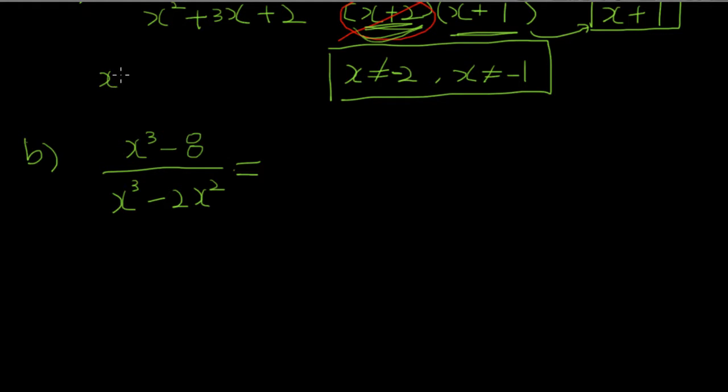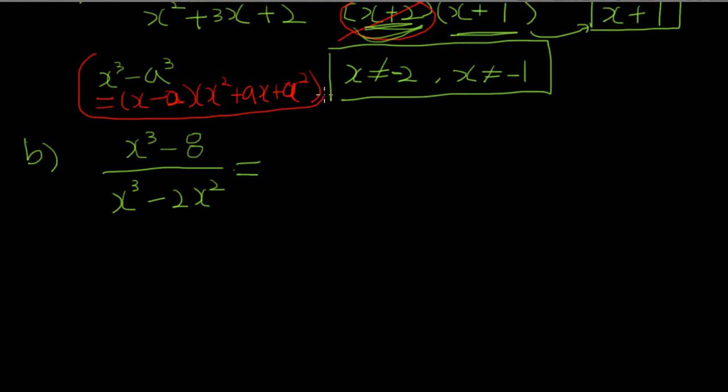Remember that we had x to the cube minus a to the cube, right? When we factored this, it was x minus a, and x squared plus ax plus a squared. Remember that part? Well, if you do not remember, then you should try to memorize this. If you do not memorize this, then you simply cannot do this question, right?